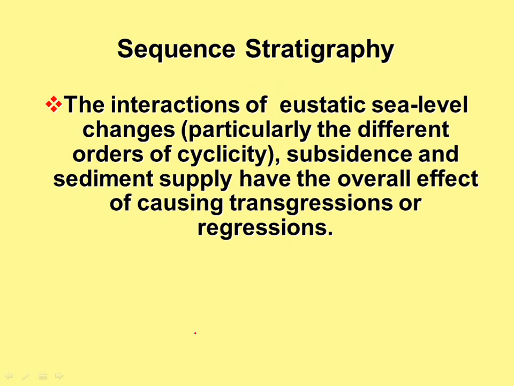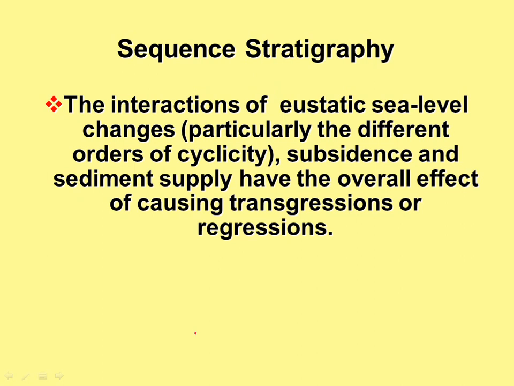So obviously, the interaction of these various factors gives rise to transgressions and regressions, and as most of you know, or should know at this point, what the definition of a transgression and regression is. Transgression is a change in the location of the shoreline. It has nothing to do with rising sea level or falling sea level. Well, it has something to do with rising or falling sea level, but it is the movement of the shoreline. If the shoreline moves towards the continent, that's a transgression, however that's caused.